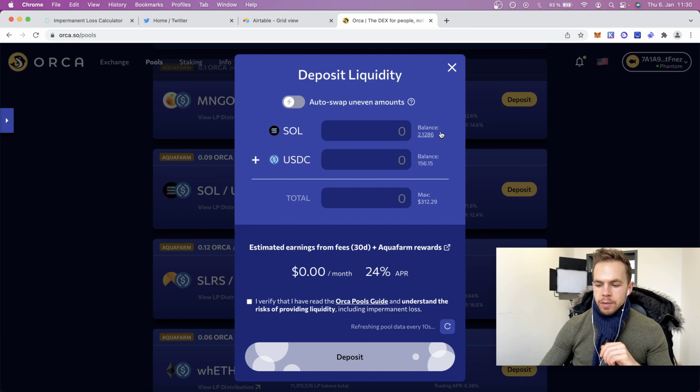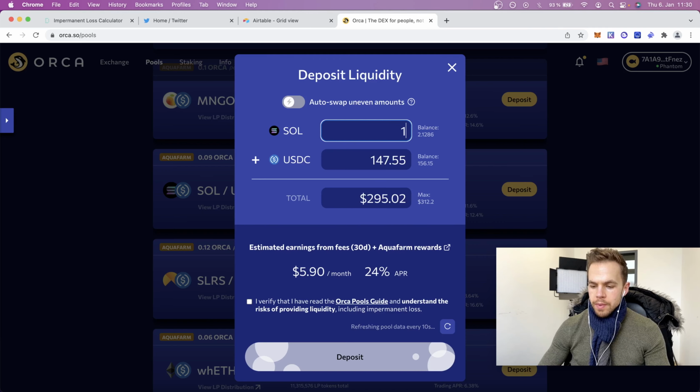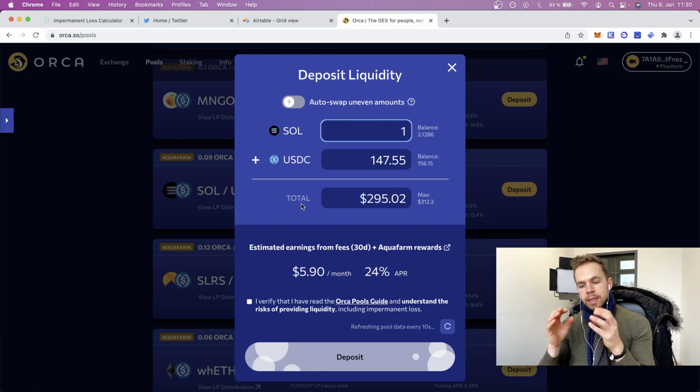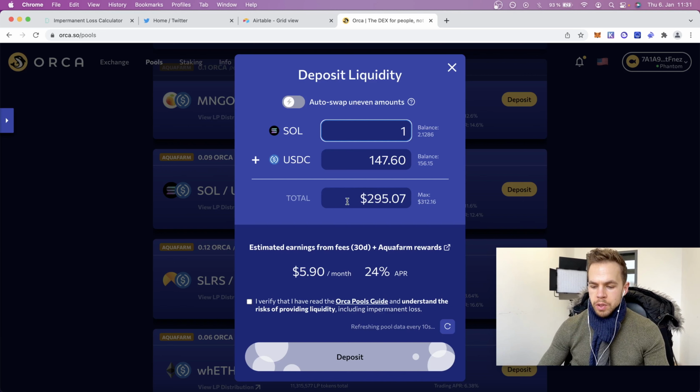Super simple. On the right side, we see our total balance. Our total balance of SOL is right now 2.12, and our total balance of USDC is 165 USDC. And for now, we will just make it super simple. We just put in 1 SOL. 1 SOL equals 174.55 USDC right now. And as a quick reminder, we put in both sides equally. So this totals up to $295.